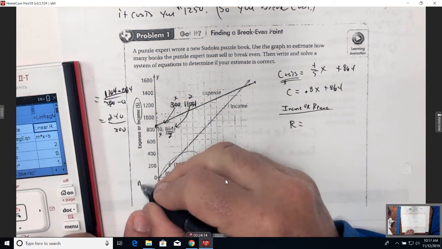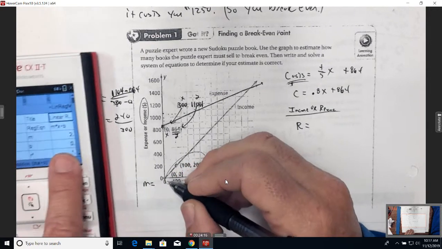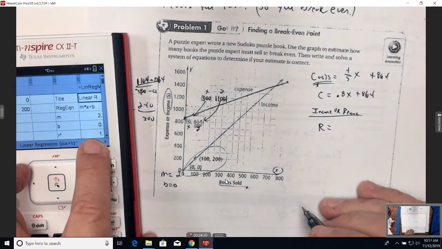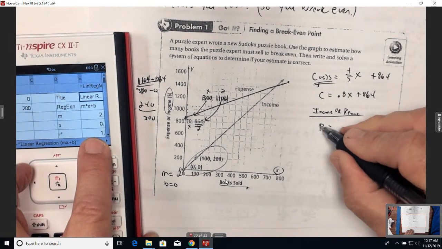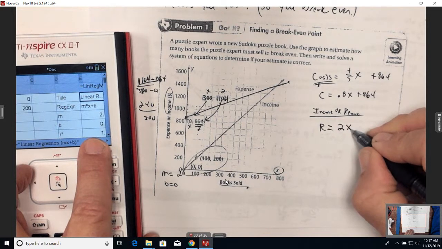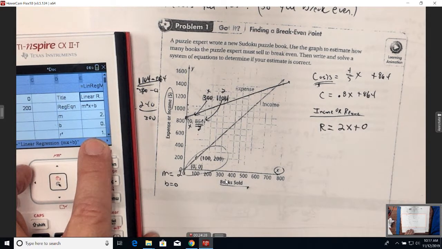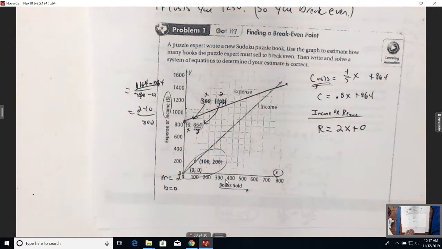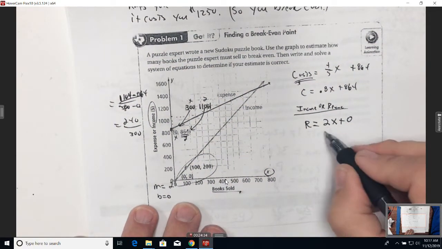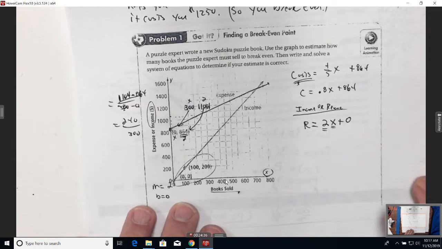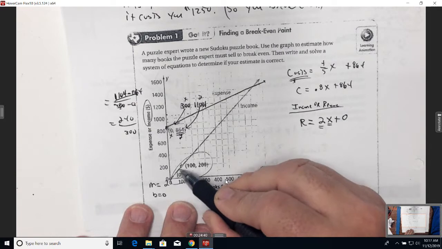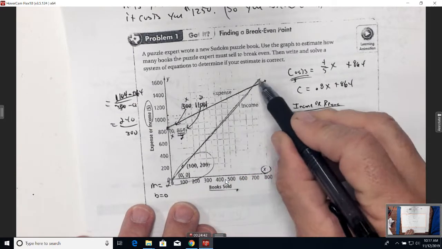The slope of this is what? 2. This crosses the y-axis at 0, so what's my function rule? My revenue, or y, is equal to the slope times x plus my y-intercept, which is 0. Which means what? What does this mean? I'm charging $2 per what? Book. And it's costing me 80 cents per book. So this slope is steeper. And eventually it's going to cross right there.